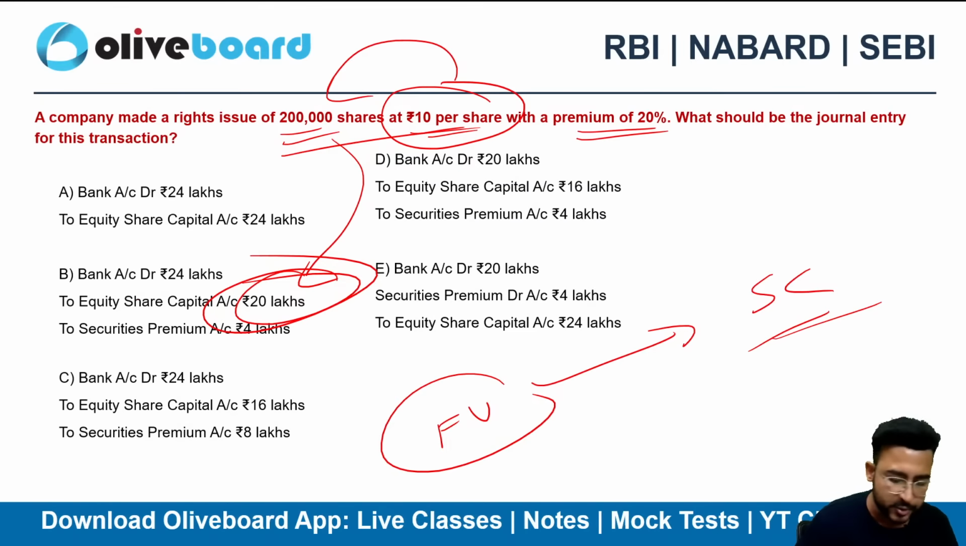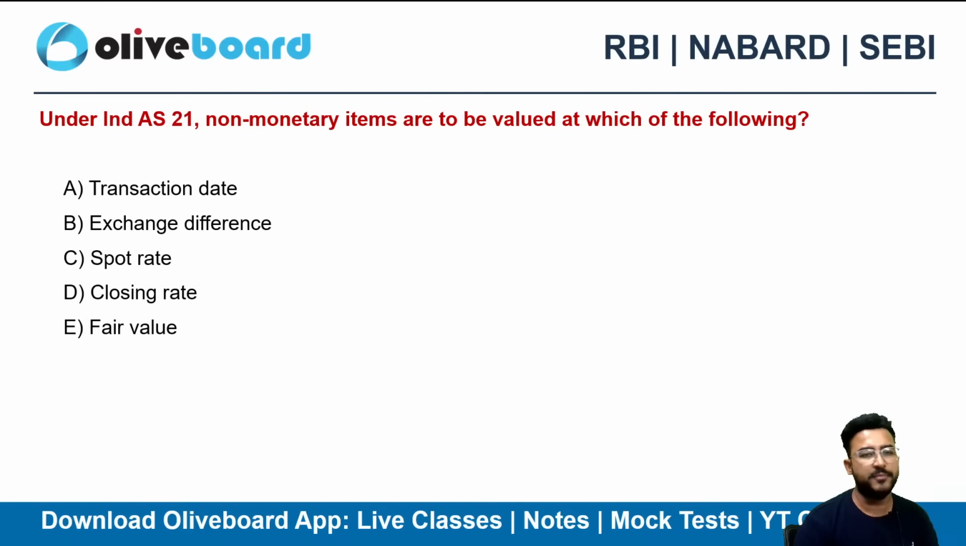I'll directly tick this option unless and until there is none of the above, all of the above, or both 2 options or 3 options like that. Unless and until, if that's a mutually exclusive option, I'll directly tick B. I won't even read, right? Why? Because there is only one option where the share capital is getting credited by 20 lakh rupees, right? So if you are also having a good command over accountancy, you can do these kind of things. Otherwise, I will advise you guys to at least read. So option B here will be the correct choice.